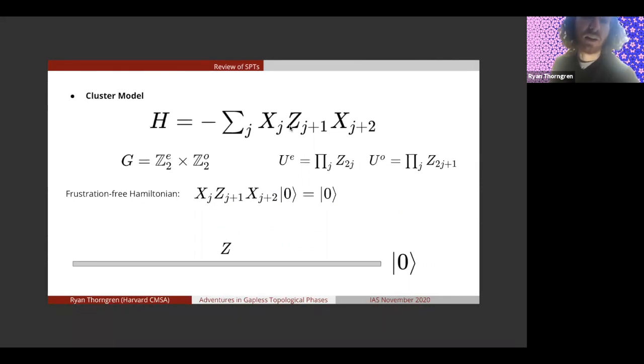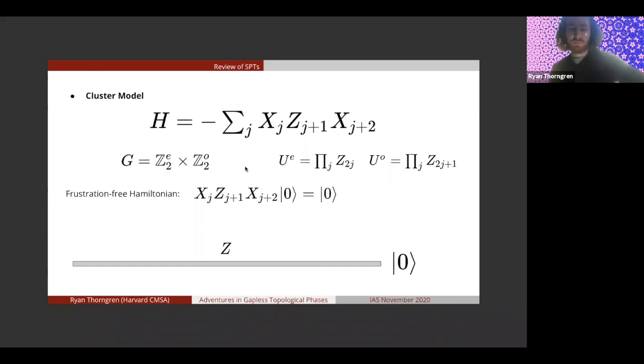So the Hilbert space of this model is a tensor product. For each j, we have some two-state system, some spin 1/2 with these Paulis acting on it. And the Hamiltonian is the sum of these terms, XZX, one for every site. The symmetries will be the product of the Z operators, but acting on the two sublattices of even and odd numbered sites. So we'll call the two symmetries Z2 even and Z2 odd, or E and O.